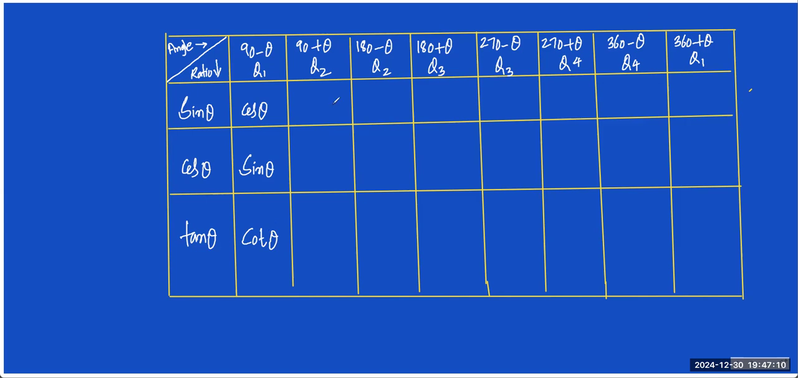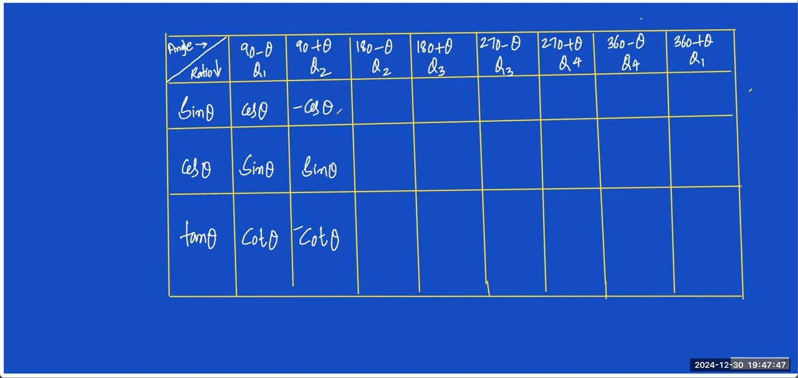Now, 90 plus theta. 90 plus theta means we are in the second quadrant. In the second quadrant, only sine is positive. For 90 plus theta, sine will change to cos only. Cos will change to sine only. Tan will change to cot only. So as I said, in the second quadrant, only sine is positive. Sine being positive means this value will be negative. Similarly, this value will be negative.